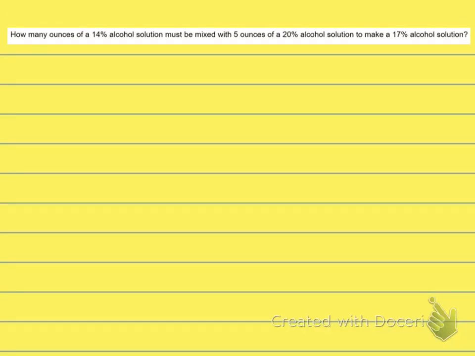We have our classic mixture problem here, where we have an unknown amount of a 14% solution, and we are going to mix that with 5 ounces of a 20% solution, and that is going to make a 17% solution.